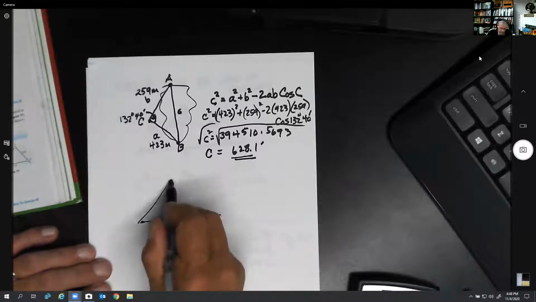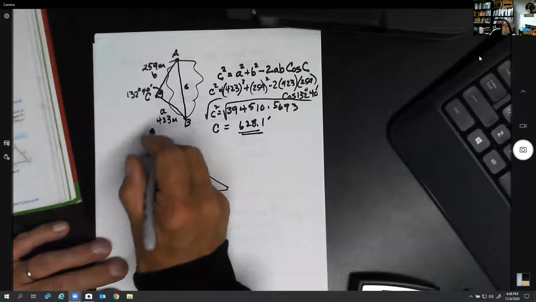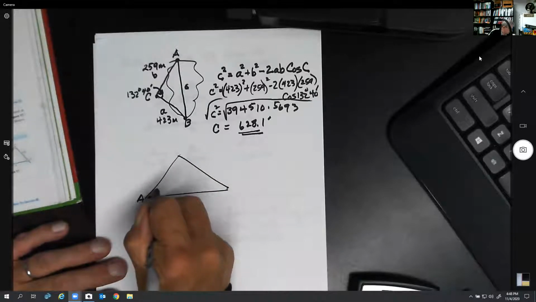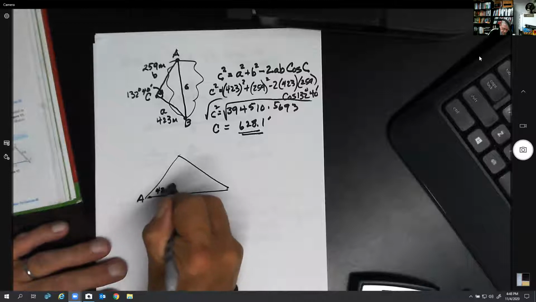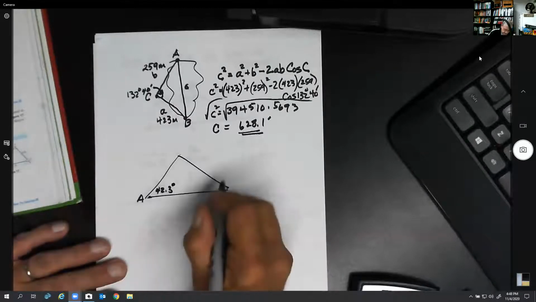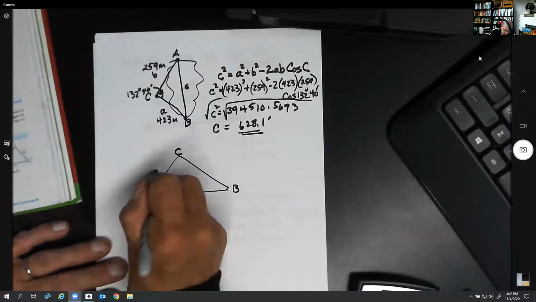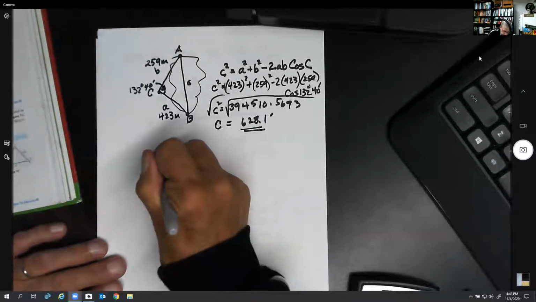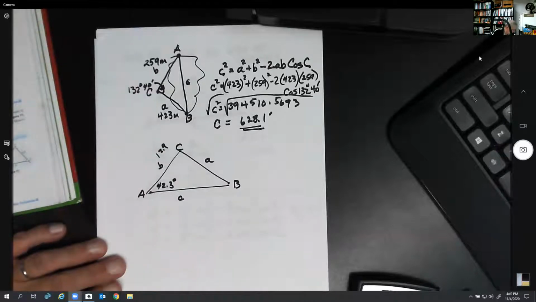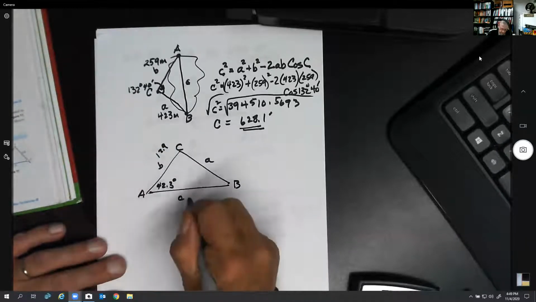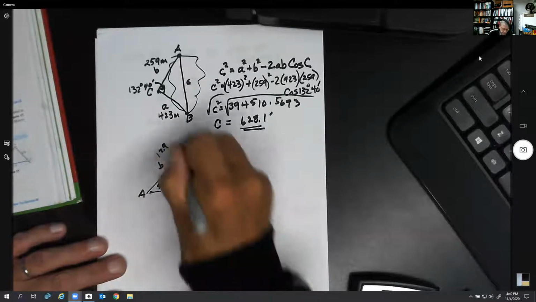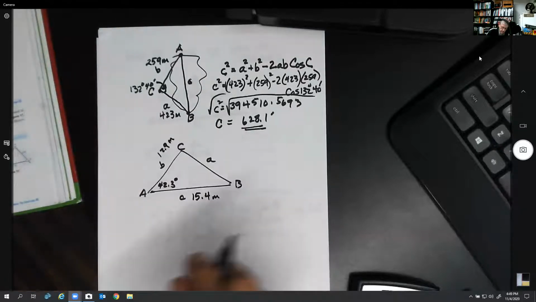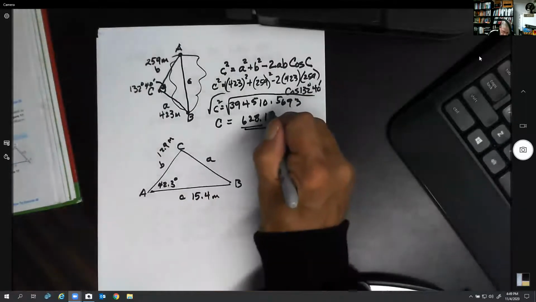It looks sort of like this. This is a 42.3 degree angle, and this is angle B and C. So this is side b, this is side a, side c, and b is 12.9, and c is 15.4. These are in meters.